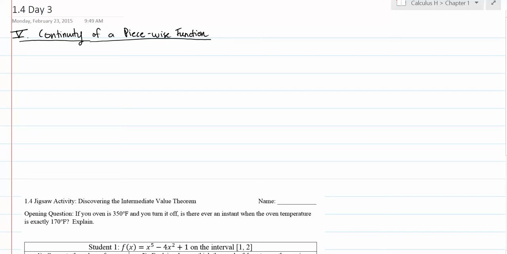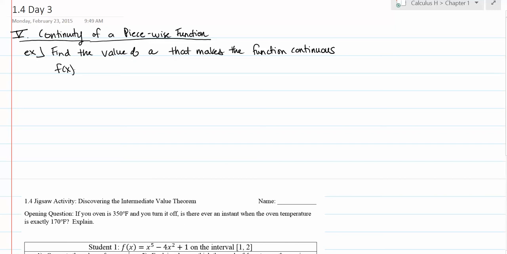Okay, so let's look at an example. I'm going to ask you to find the value of A that makes the function continuous. Okay, so here is our function. It's going to be f of x equals x cubed when x is less than or equal to 2, and ax squared when x is greater than 2.